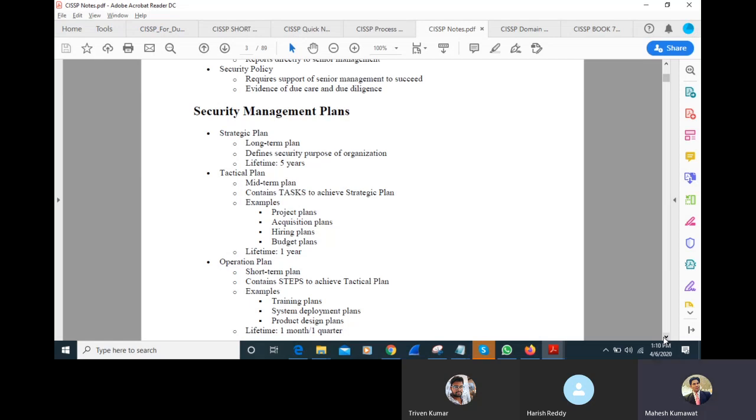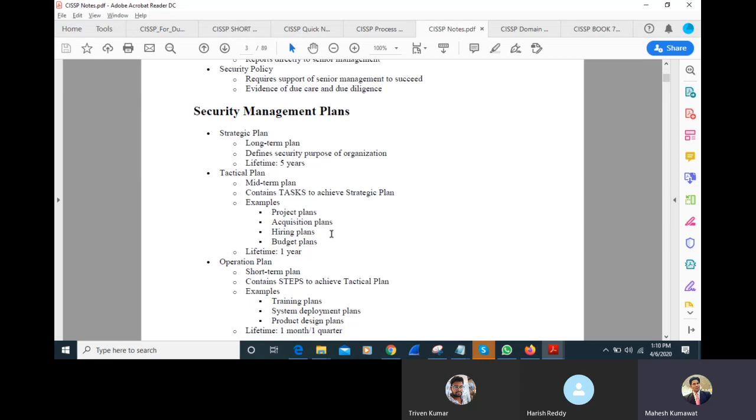An operational plan is a short-term plan. It contains steps to achieve the tactical plan. Suppose you are one person: what is your KRA, key responsibility area, and KPI, key performance indicators, on which we go for the appraisal? You need to perform some such tasks. The same thing applies to the particular task.